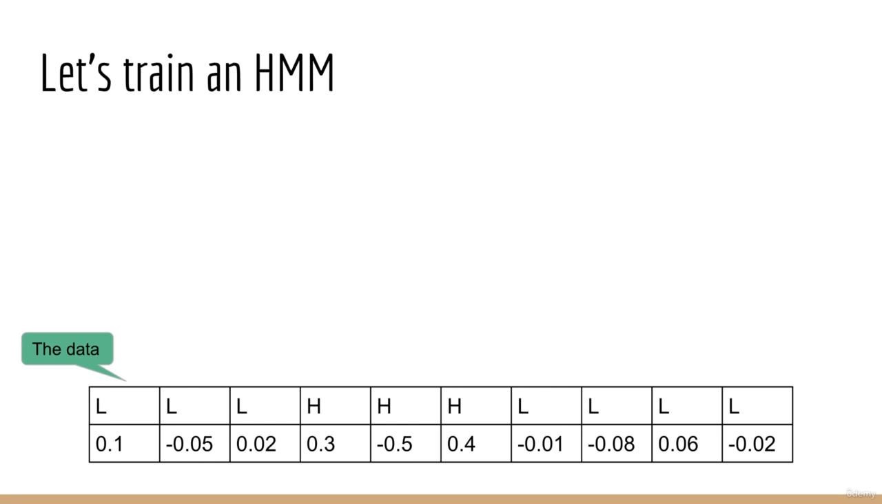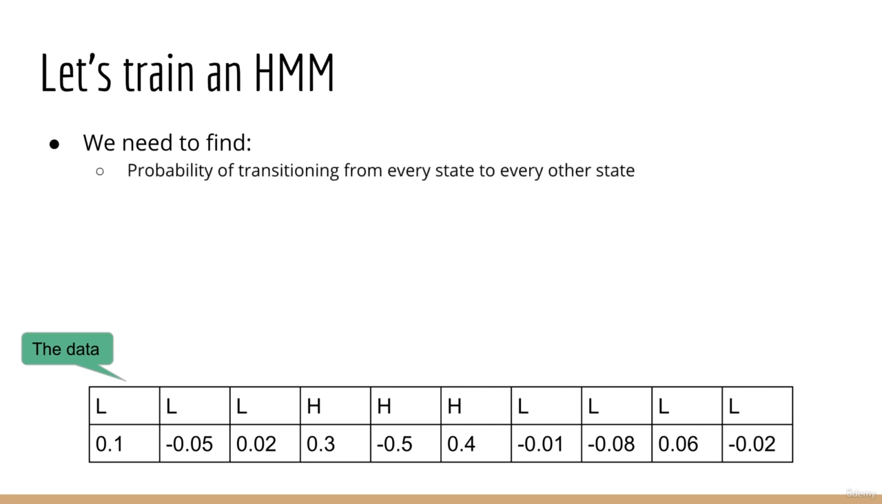Okay, so let's remind ourselves what we need to find. We need to find the probability of transitioning from every state to every other state. That is the state transition matrix. In addition, for each of these states, we need to find the mean and variance of a Gaussian. I would recommend that you sit down and take out a piece of paper and write these out for yourself.